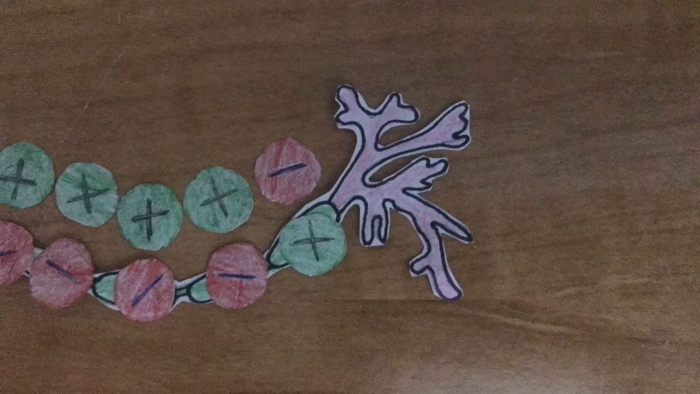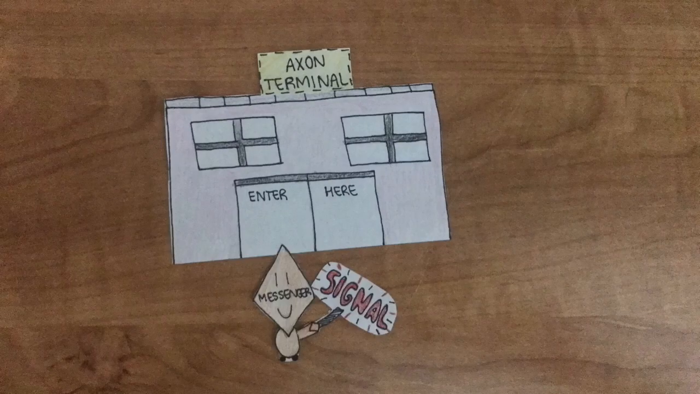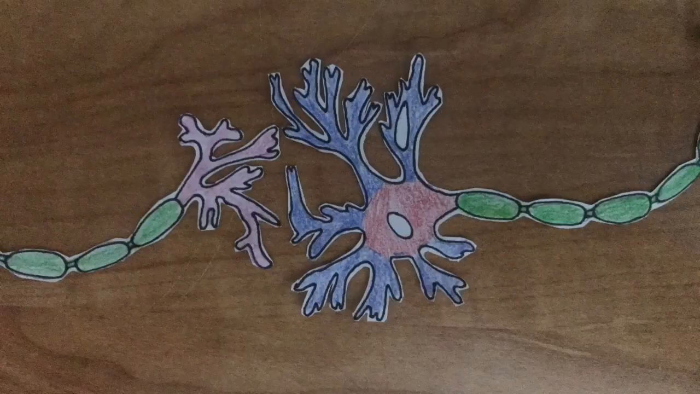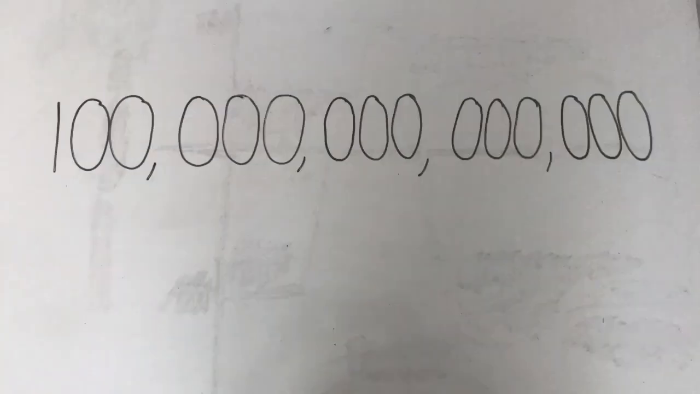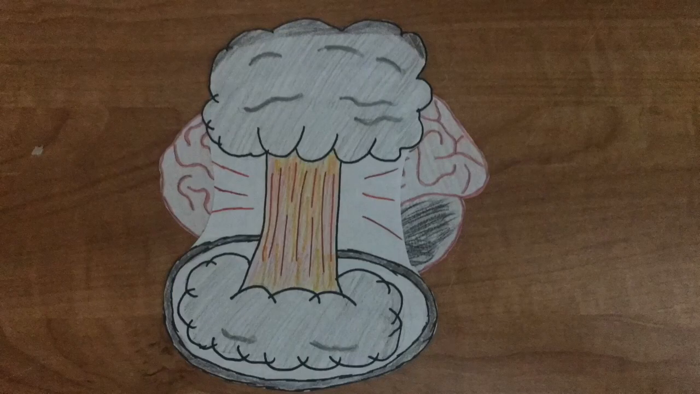Once the signal reaches the axon terminal, it is passed on to the dendrites of the next neuron, and this whole process repeats again until the signal reaches its destination. Because of the billions and billions of neurons in the brain, there are over 100 trillion possible action potentials. Mind blown. So the next time you wiggle your fingers or talk to someone or do basically anything really, remember those billions of neurons firing inside of your head.